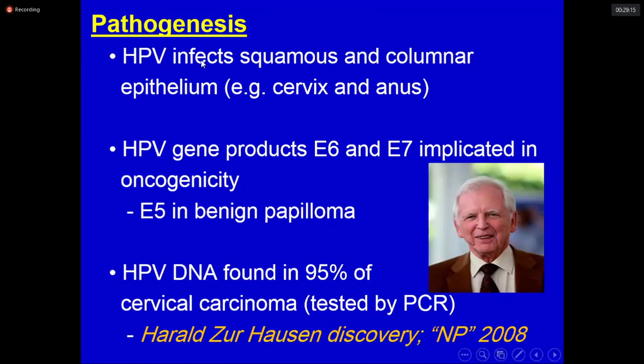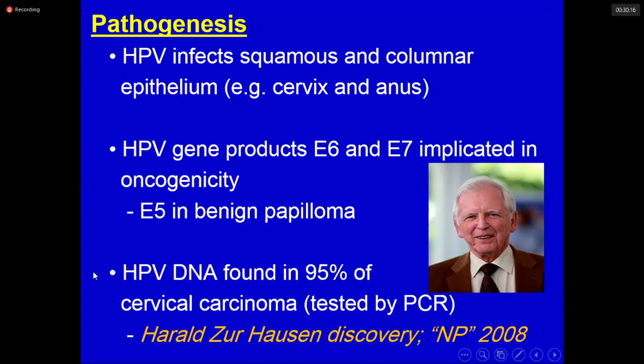Pathogenesis. A human papilloma virus infects squamous and columnar epithelium, which are present in the cervix and anus. You know your histology. Now, this virus's gene products E6 and E7 are implicated in oncogenicity. The gene products of this virus, E6 and E7, are responsible for the oncogenicity, tumor production. E6, E7 oncogenicity. E5 benign papilloma. So E6 and E7 are more associated with malignant tumors.